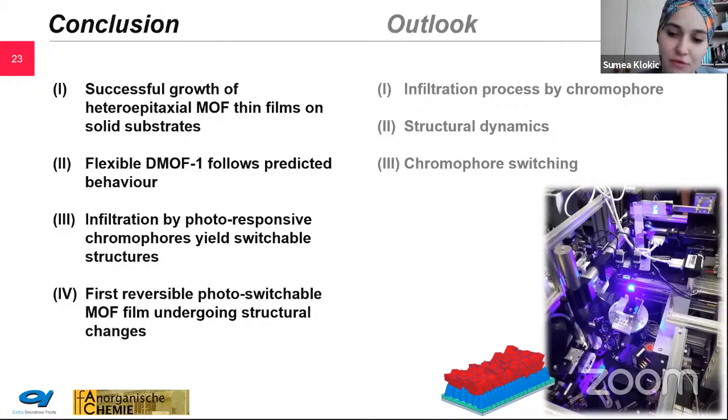And as you might imagine, there are further works going on. Future work will address especially the infiltration process of the chromophore. Also, as I said, to evaluate the structural dynamics, to know how the switching is propagating inside of the film, and moreover, the chromophore switching itself.